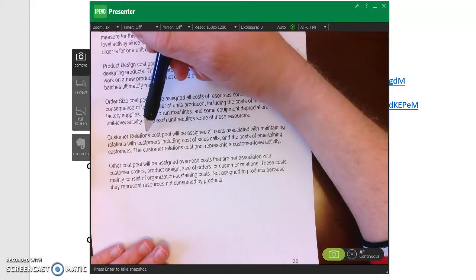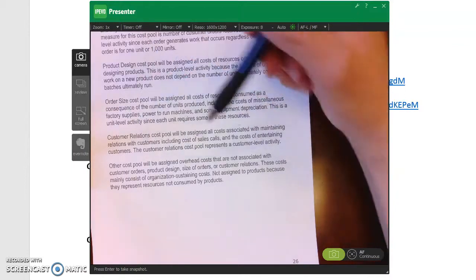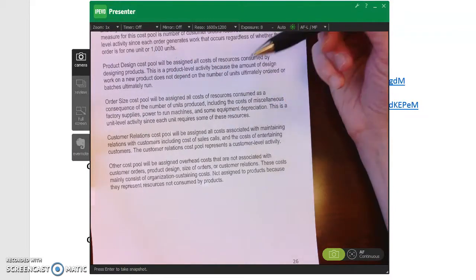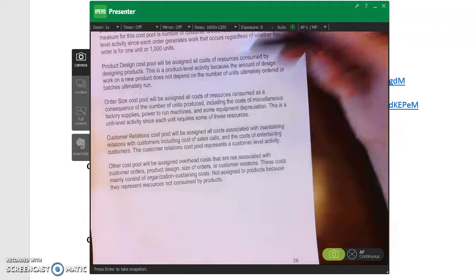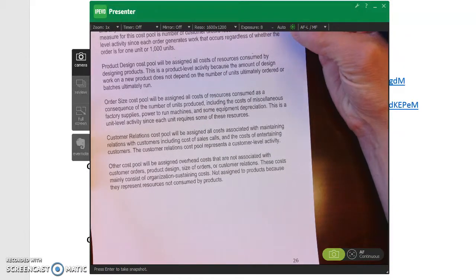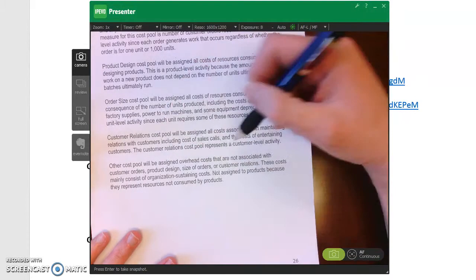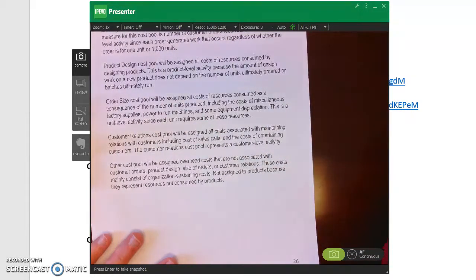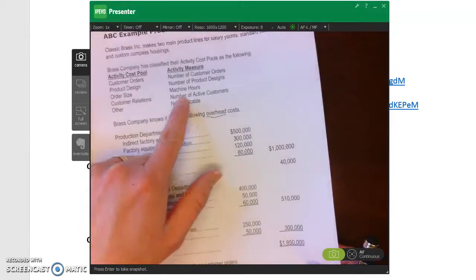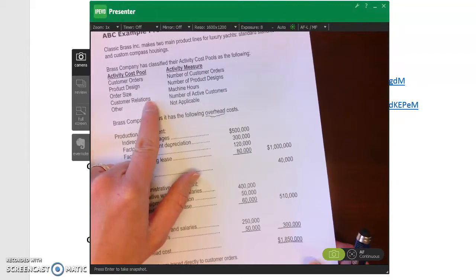Customer relations is all the costs dealing with call centers and customer support. So sales calls and then entertaining customers. It doesn't say this here, but you could also include calls to customer support, call centers. And so this customer relations right over here, the activity measure is the number of active customers. This is a customer level activity.